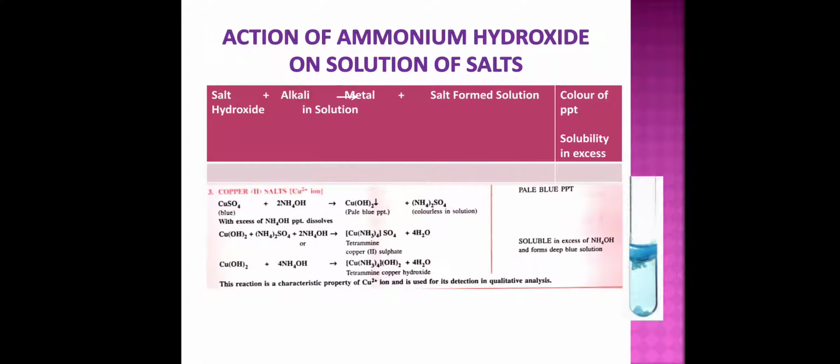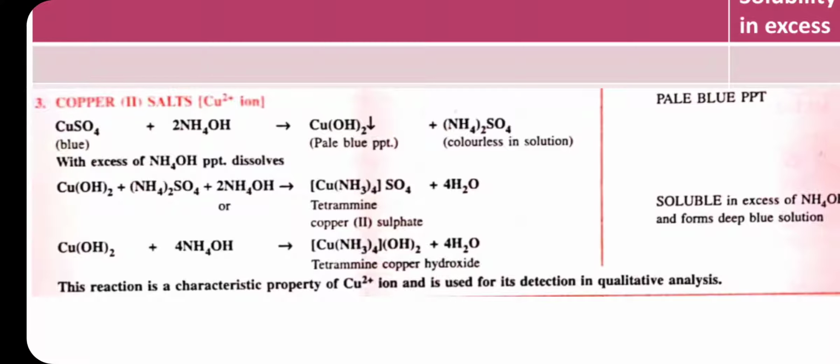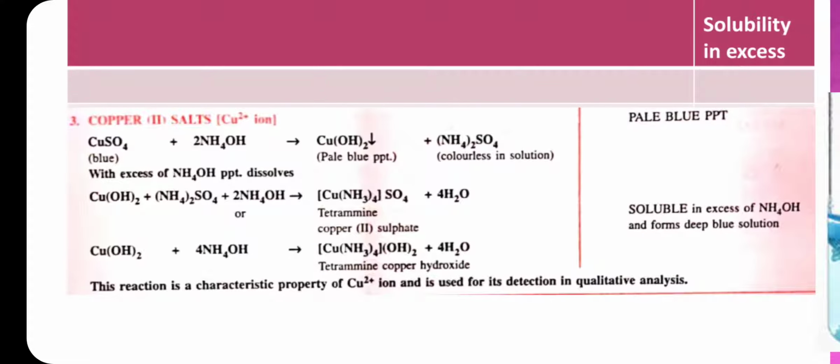Now let's see the action of ammonium hydroxide on a copper salt. What happens when a copper salt is reacted with ammonium hydroxide? When a copper salt is reacted with ammonium hydroxide, we get a pale blue precipitate of copper hydroxide. So a pale blue precipitate is formed. Now this pale blue precipitate will dissolve if excess of ammonium hydroxide is added.